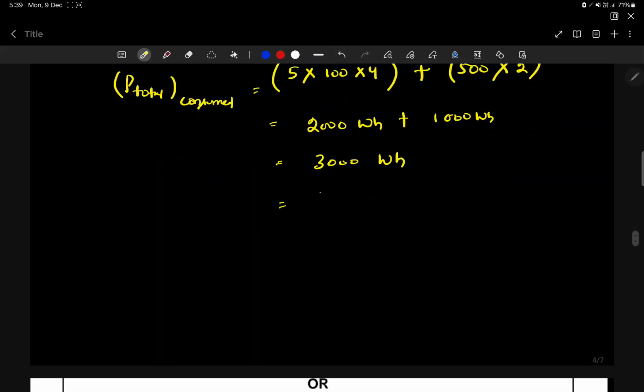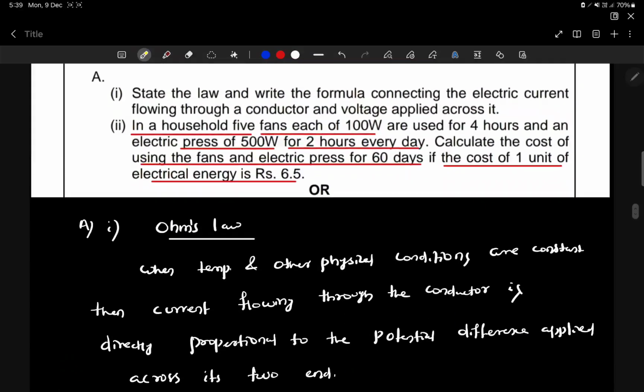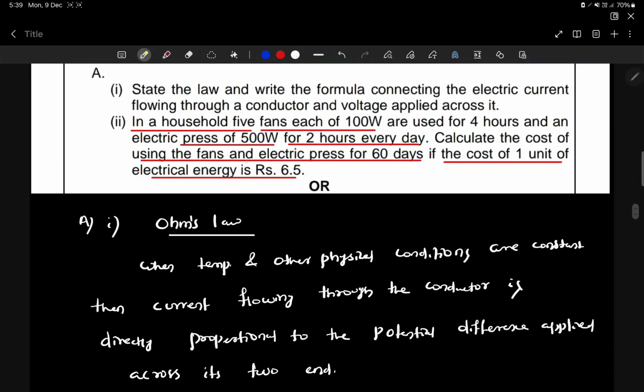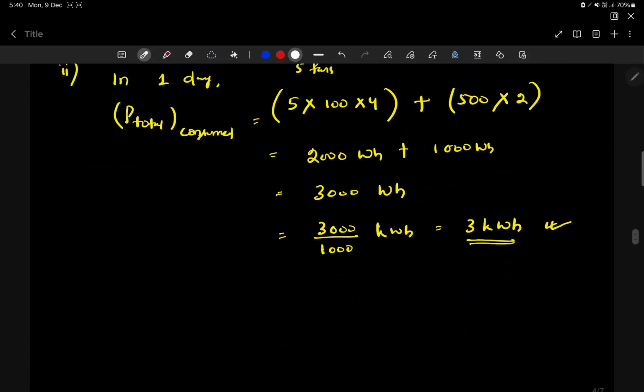That means this is equal to 3000 by 1000 kilowatt hour. It is equal to 3 kilowatt hour. Solve it properly. Next, it is asking to calculate the cost of using the fans and electric press for 60 days. That means if in one day the total power consumed is 3 kilowatt hour, so now calculate in 60 days.